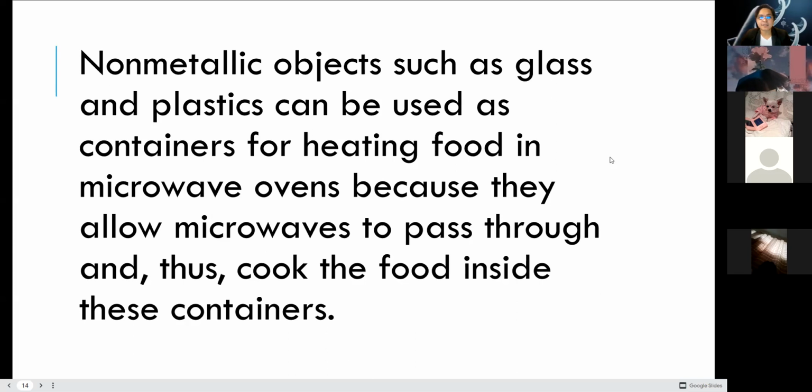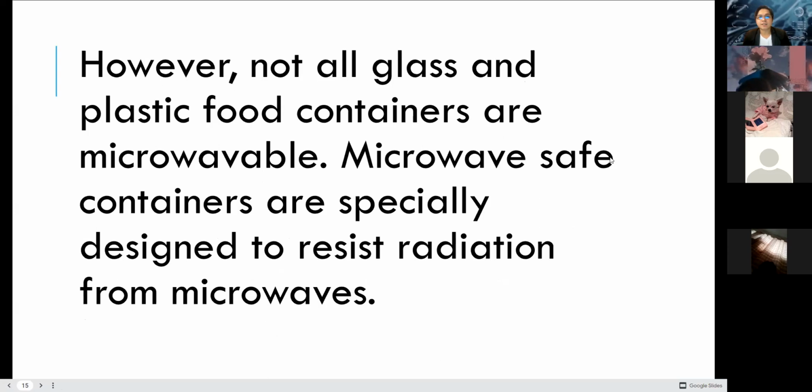Non-metallic objects such as glass and plastic can be used as containers for heating your food in microwave ovens because they allow microwaves to pass through and thus cook the food inside these containers. Again, you cannot put metallic containers or utensils in a microwave because they will reflect back the heat transmitted by the magnetron. However, not all glass and plastic containers are microwavable. Microwave-safe containers are specifically designed to resist radiation from the microwaves.